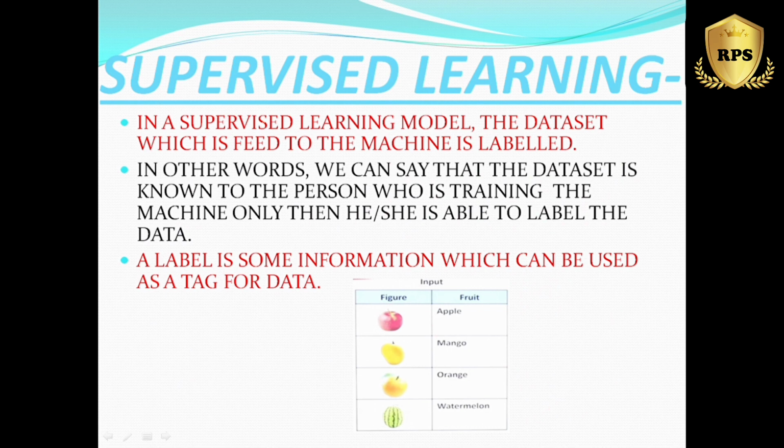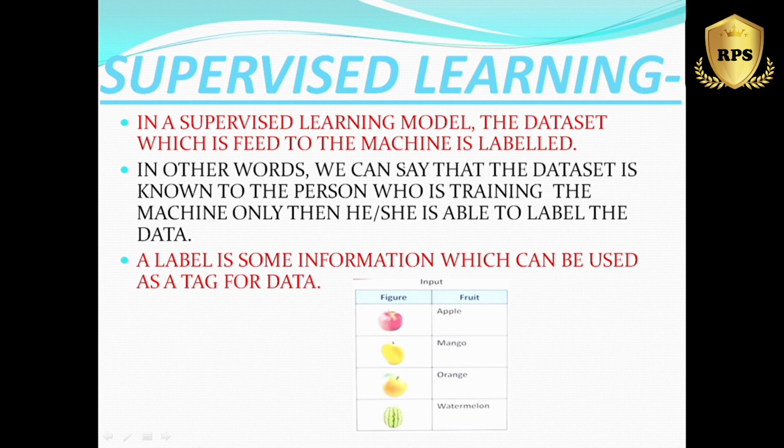Basically, in a supervised learning algorithm model, the dataset which is fed to the machine is labeled. In other words, the dataset is known to the person who is training the machine. Only then is she able to label the data, so that the machine can understand.